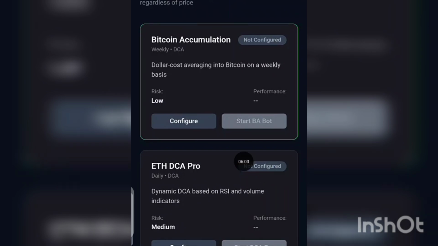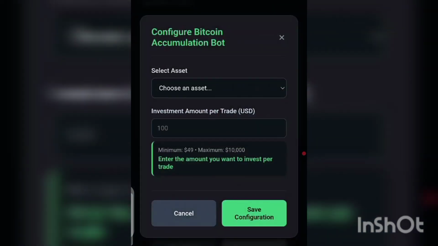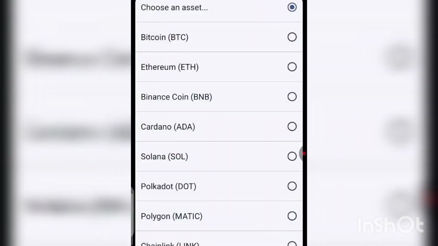You see this particular place where you see Bitcoin accumulation. This is exactly what we are trading, what we are in for. So the next thing for you to do is you click start bot. BA stands for bot Bitcoin accumulation. So once you have clicked start bot, the next thing that is going to happen is that it will show you this interface over here.